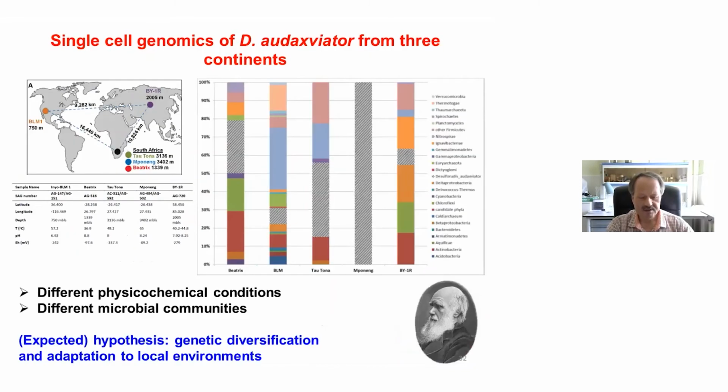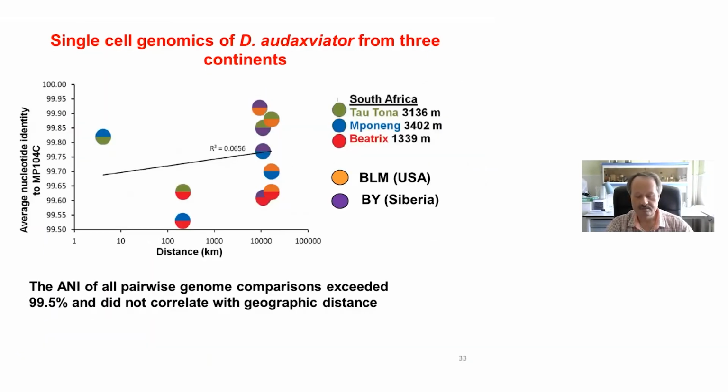All three sites were deep subsurface water, but they were characterized by different physicochemical conditions, for example, temperature and water chemistry. Also, they harbored different microbial communities. So the expected hypothesis was that evolution of isolated populations of Desulforudis involved genetic diversification and adaptation to local environments. It is exactly what Darwin showed for birds on the Galapagos Islands. But this was not observed.